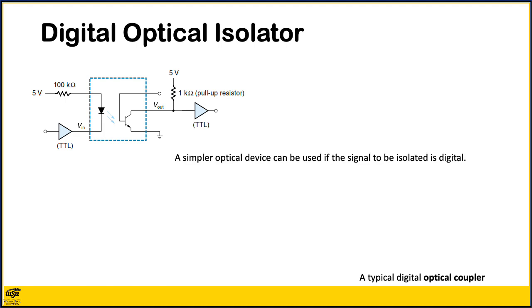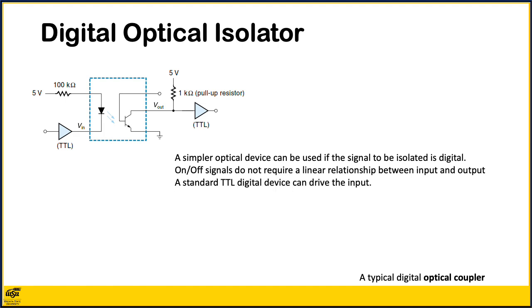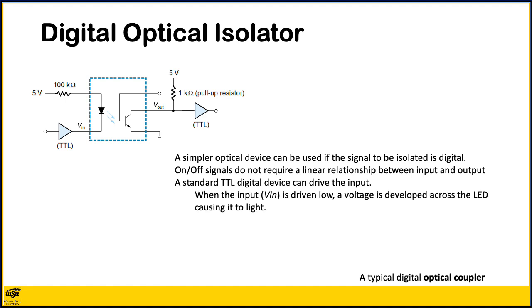A simpler optical device can be used if the signal to be isolated is digital. Digital signals do not require a linear relationship between input and output. They are just on and off. The diagram shows a typical digital optical coupler. A standard TTL digital device can drive the input.